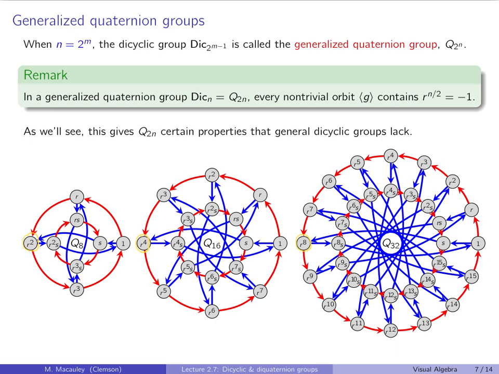What this means is that every non-trivial subgroup contains -1, and this has far-reaching implications. In particular, it means that these generalized quaternion groups do not decompose as a semi-direct product of their subgroups. That's something we won't understand until chapter 4. And that's, I think, all I want to say about the dicyclic groups.